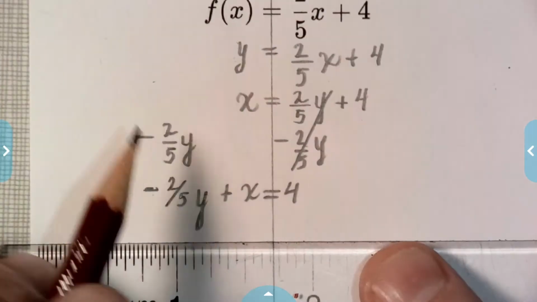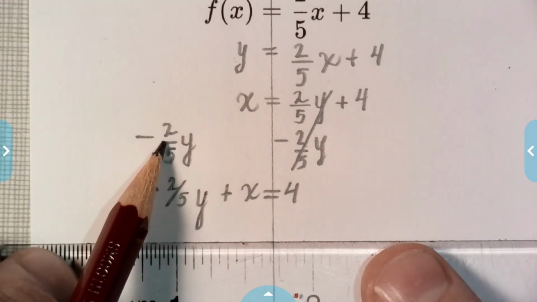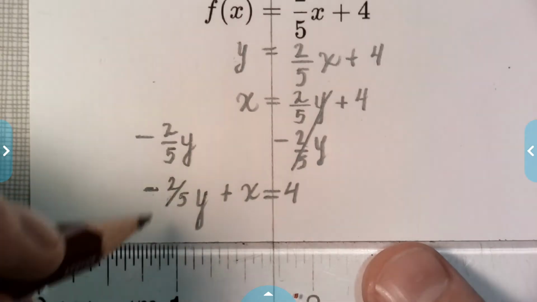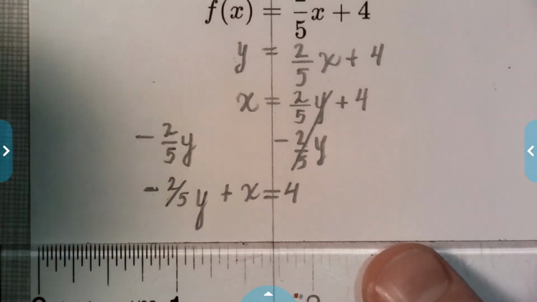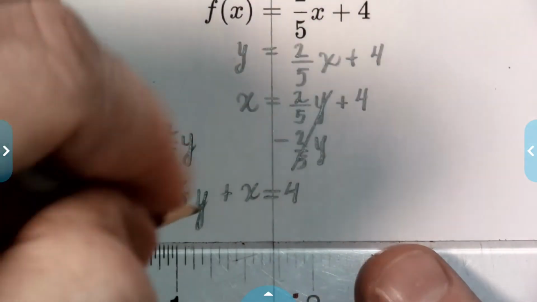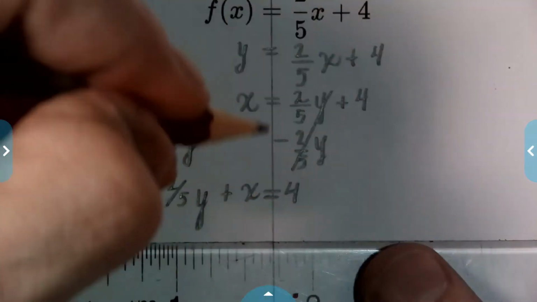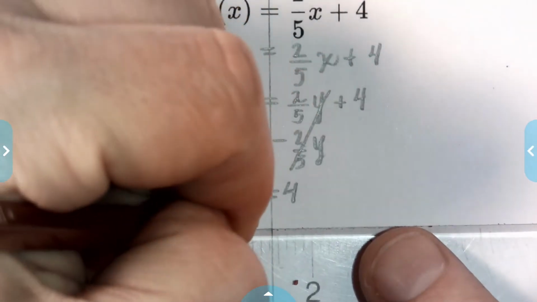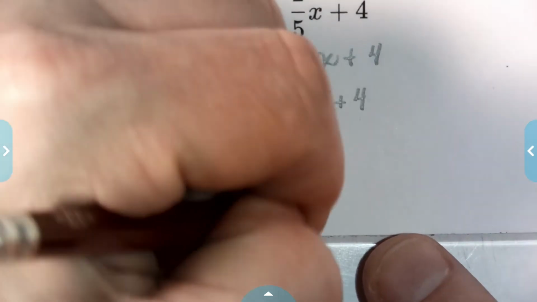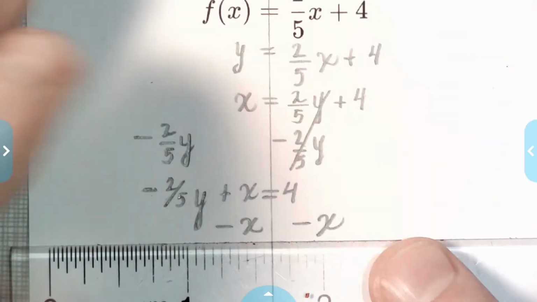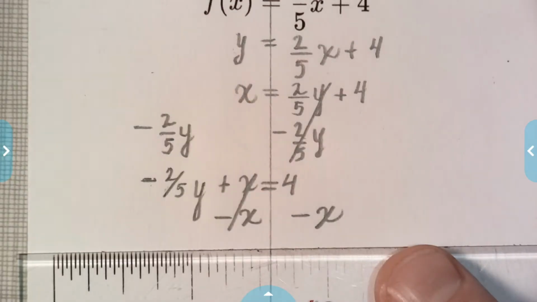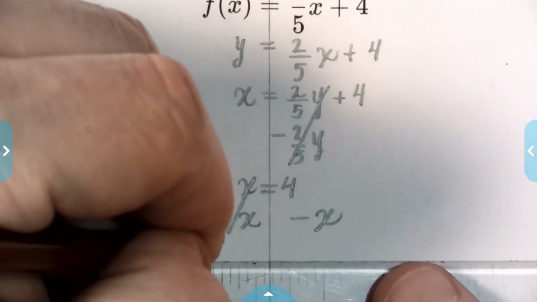You might notice me swapping sometimes between this horizontal fraction bar and this diagonal fraction bar, and I'm really doing that just to remind the viewer that it doesn't matter. Now we're going to get rid of this x by moving it to the right side. So I'm going to subtract x from both sides. This just cancels out, so all I've got over here is negative 2/5 y.